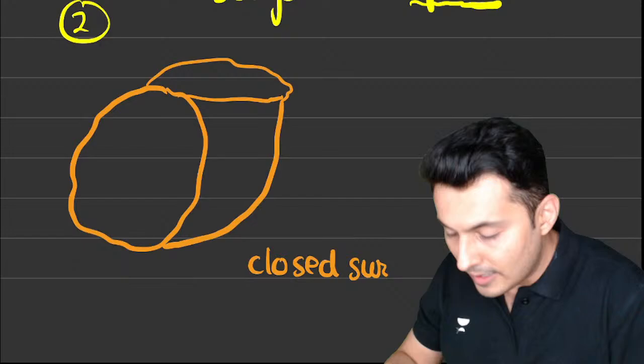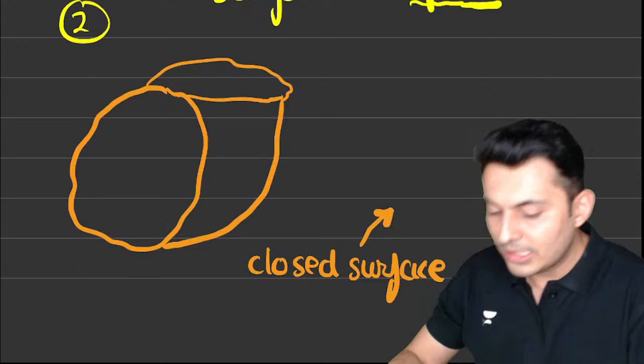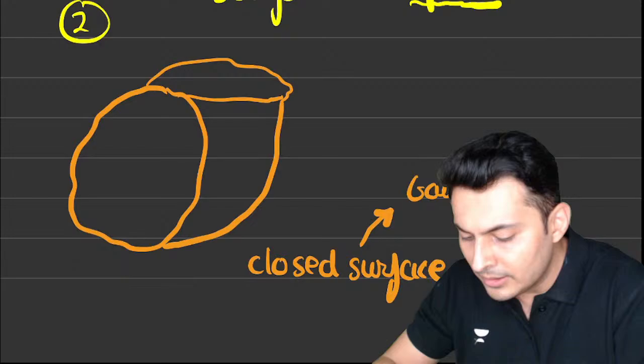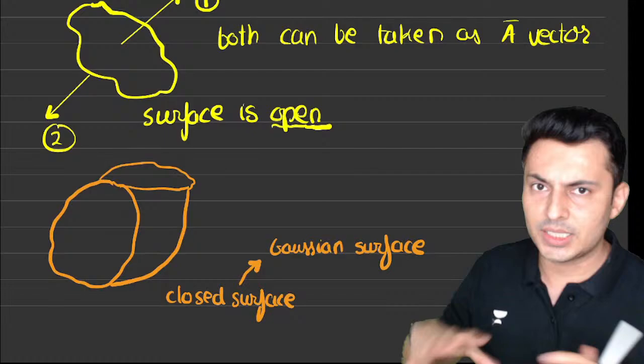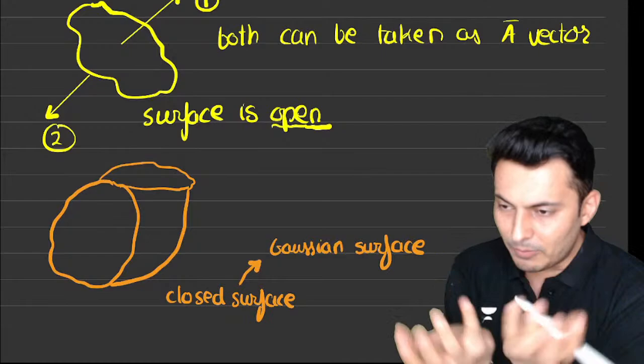Now, any closed surface has a name given to it. If you have any closed surface, that is also called a Gaussian surface. Everybody clear till this point? So open surface is there, closed surface is there. Closed surface means no opening. It has no perimeter. Nothing can go in, nothing can go out. It's completely stitched from everywhere.